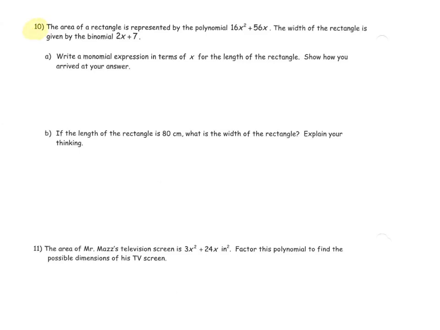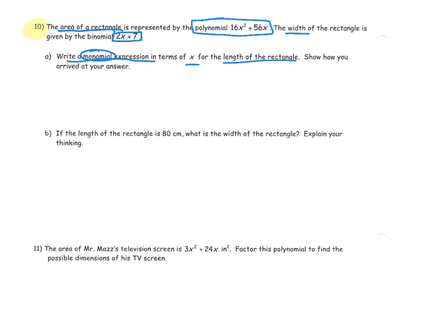We have, let's see, the area of a rectangle is represented by the polynomial. So we have area of a rectangle is given by this polynomial. We know the width is given by this binomial. We want to write a monomial expression, so we should just get one term in the very end, in terms of x for the length of the rectangle. So it's really saying find the length in terms of x.